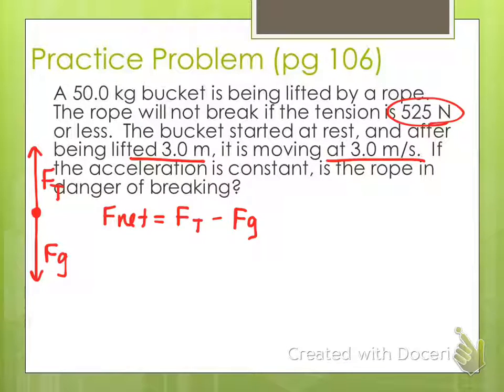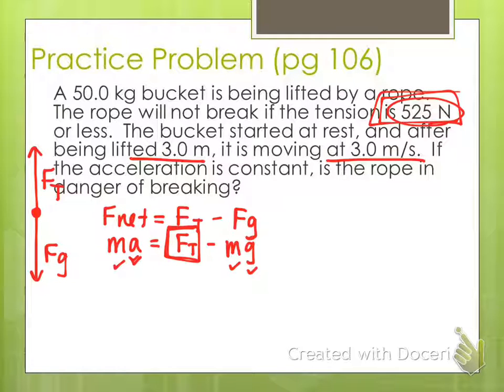We're going to solve for acceleration first, using a kinematics equation, because we know mass times acceleration equals tension minus mass times gravity. We know gravity. We know our mass. We're going to solve for the maximum tension it could last using this acceleration we solved for, and then we'll check it. Is it greater than or less than 525?